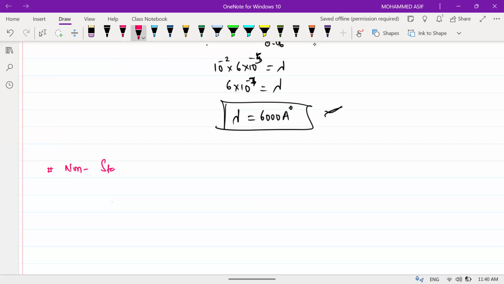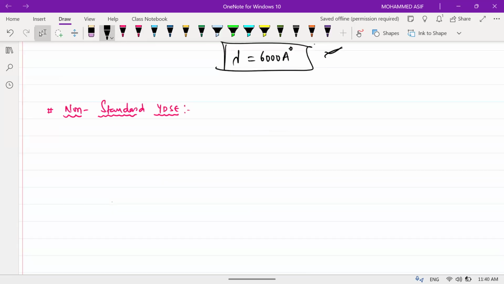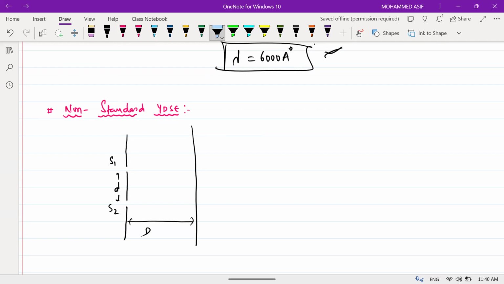Non-standard YDSE. That means if YDSE is immersed in water, then what happens to the wavelengths? Same diagram: this is your double slit experiment, this is your screen, this will be your capital D. This is S1, this is S2, and this is your small d. What we are doing is immersing this into some liquid, some water.